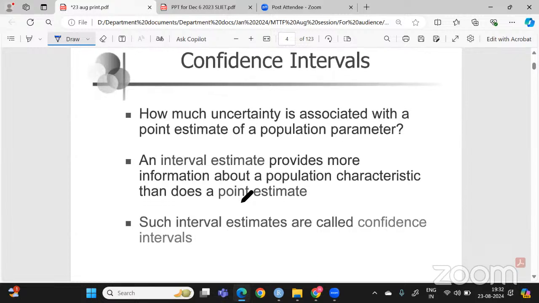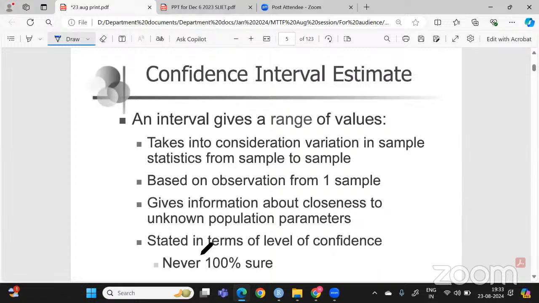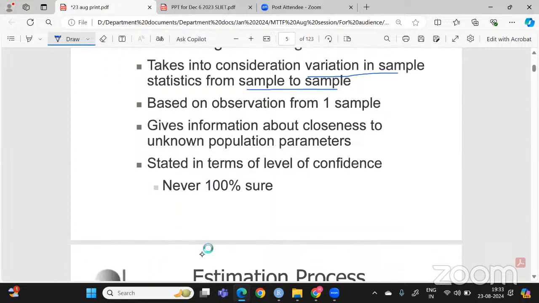As already discussed, what is the meaning of confidence interval? Because we have uncertainty of the parameter in the point estimate, we construct an interval that consists of the population parameter, and these intervals are called confidence intervals. What does this interval consist of? It consists of the variation in the sample statistic from sample to sample. It is based on one sample, but we say that with such confidence our true population parameter lies in this range.